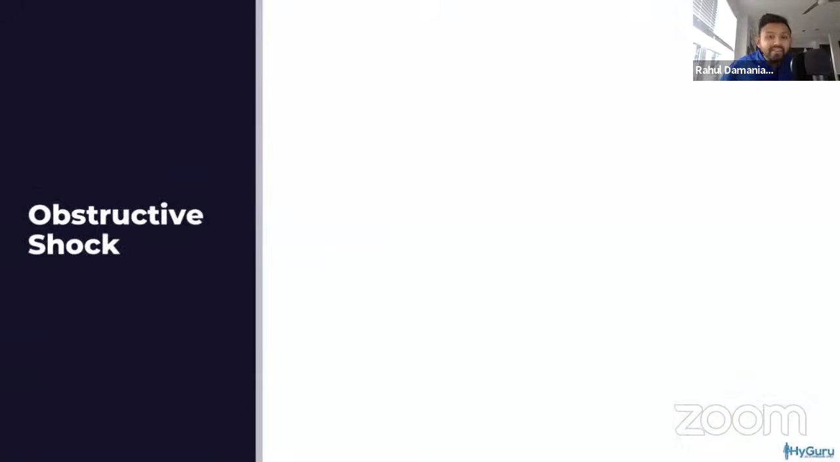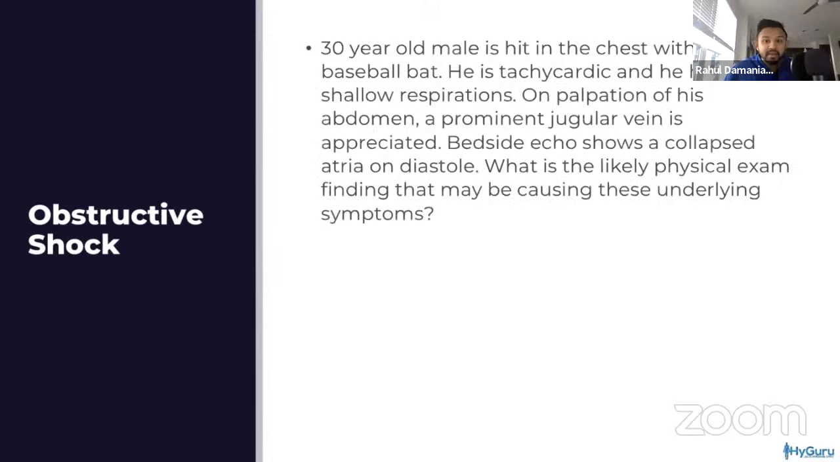All right. One last type of shock that we're going to go through, and this is an important triad for you to keep in mind. Let's go through this question. A 30-year-old male is hit in the chest with a baseball bat. He is tachycardic and has shallow respirations. On palpation of his abdomen, a prominent jugular vein is appreciated. Bedside echo shows a collapsed atria in diastole. What is the likely physical exam finding that may be causing these underlying symptoms?